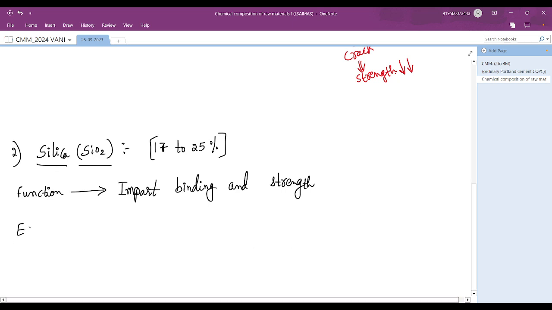If silica is present in excess, then it increases setting time. Now what is meant by setting time? Here one more term is there, setting time. Increased setting time means slow setting. That is slow setting.